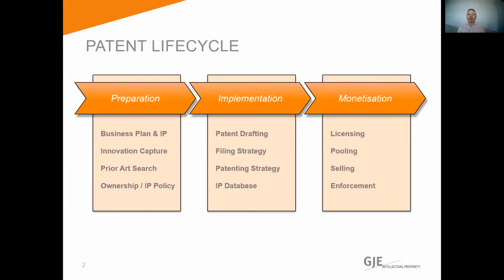Next, there's the implementation phase. These are processes and strategies used to generate registered patent rights. The final section looks at monetization. At the end of the day, this is what it's all about. Part 3 of this series looks at common ways to generate revenue from your IP to make it work for you. But this session is going to focus on the first part, preparation.